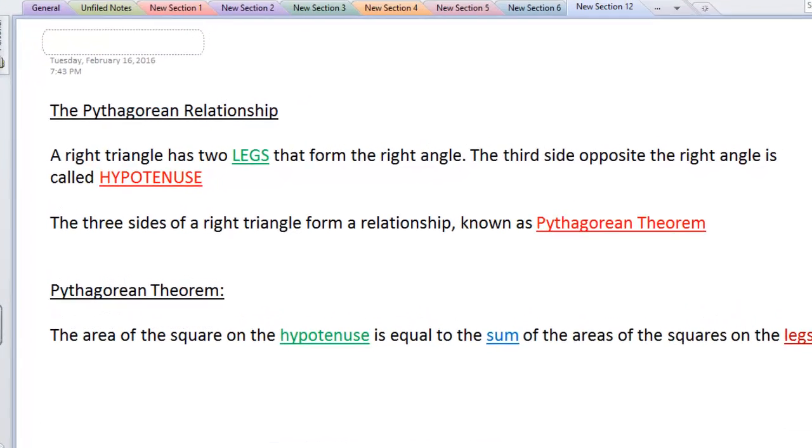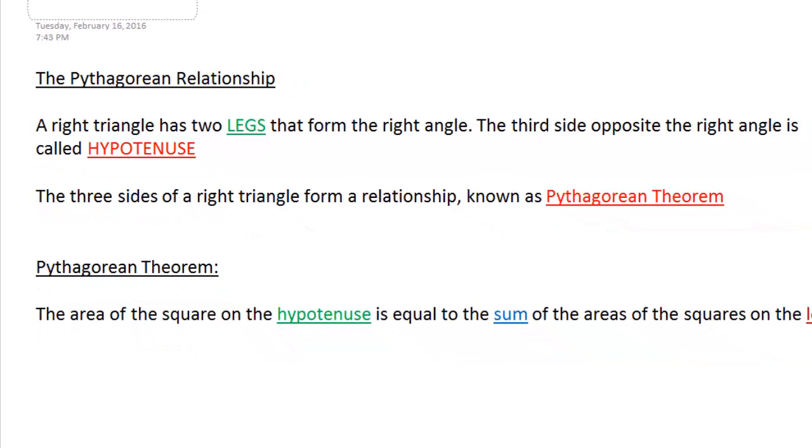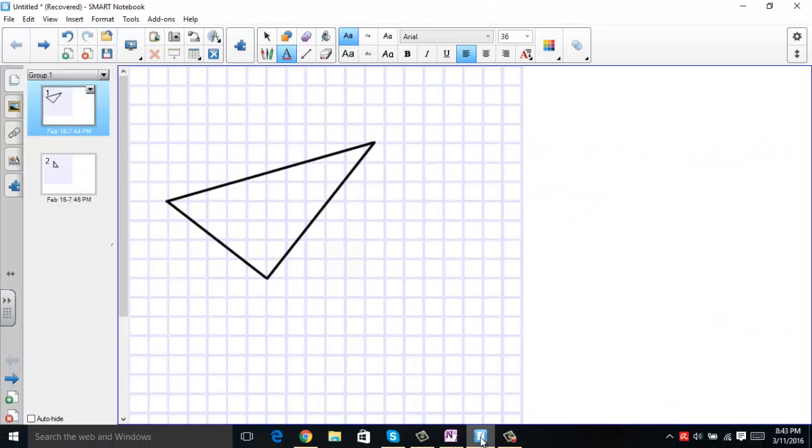Unit 8, Lesson 3, the Pythagorean Relationship. A right triangle has two legs that form the right angle. The third side opposite the right angle is called the hypotenuse. So let's see the meaning of that.